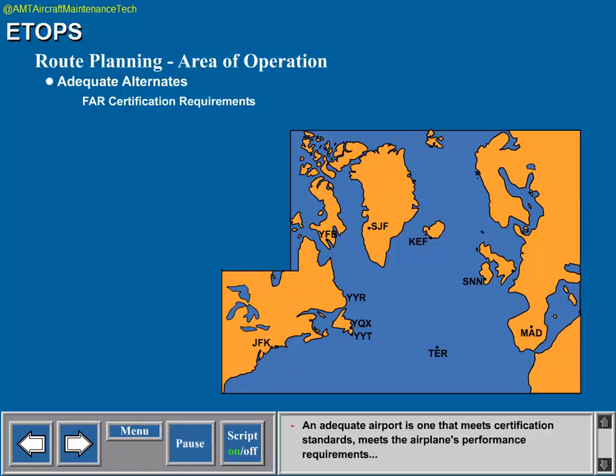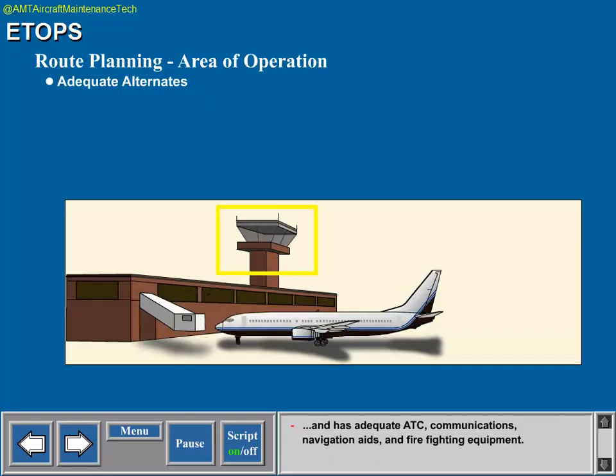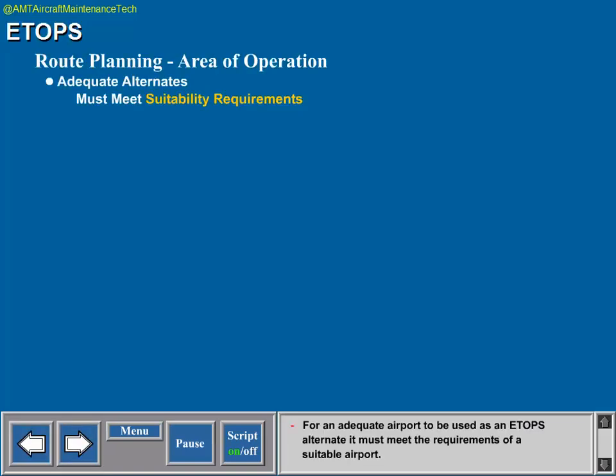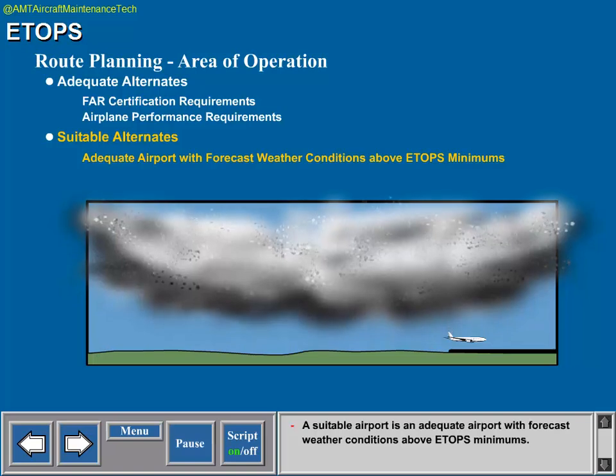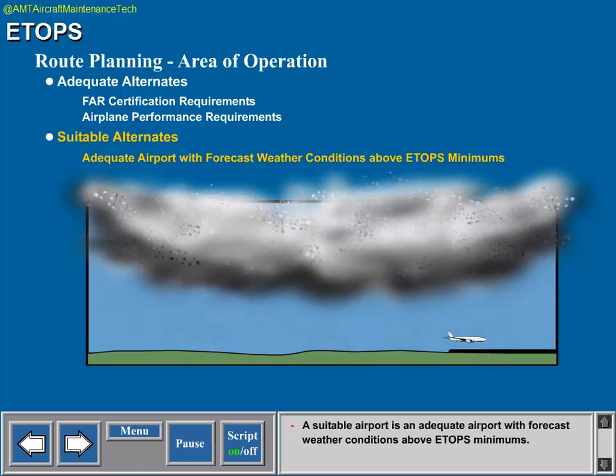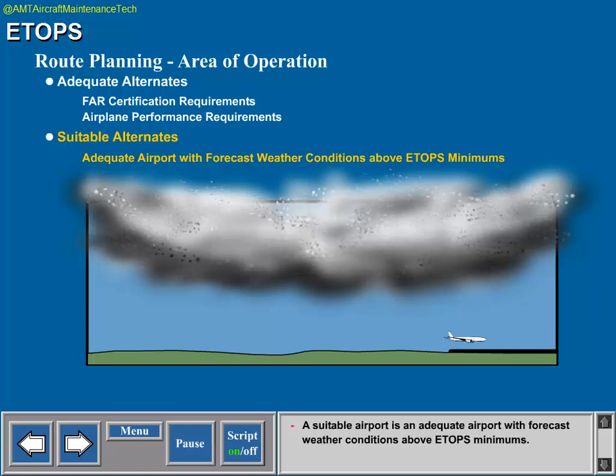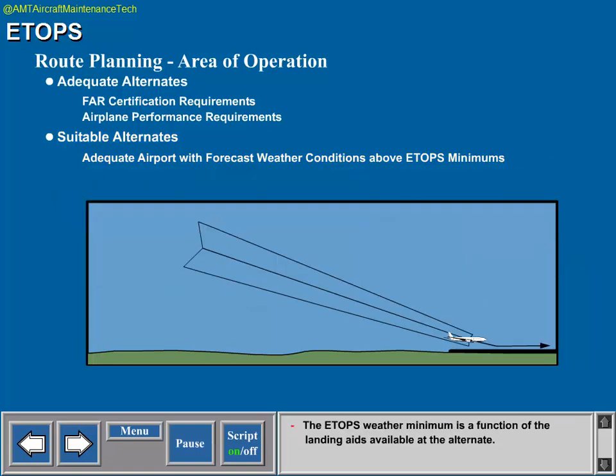An adequate airport is one that meets certification standards, meets the airplane's performance requirements, and has adequate ATC, communications, navigation aids, and firefighting equipment. For an adequate airport to be used as an ETOPS alternate, it must meet the requirements of a suitable airport. A suitable airport is an adequate airport with forecast weather conditions above ETOPS minimums. The ETOPS weather minimum is a function of the landing aids available at the alternate.